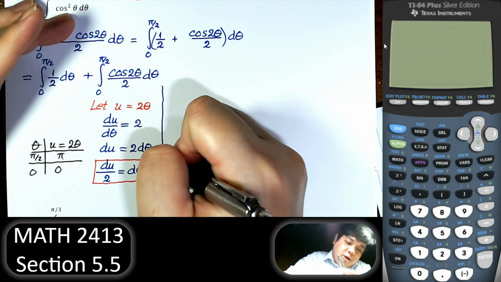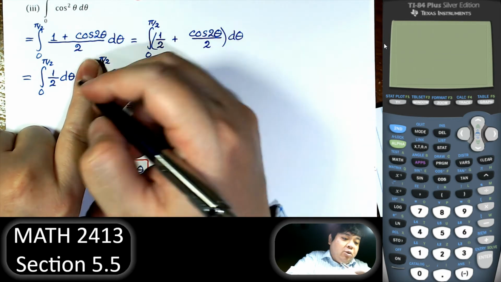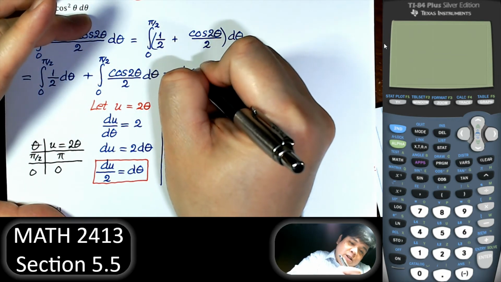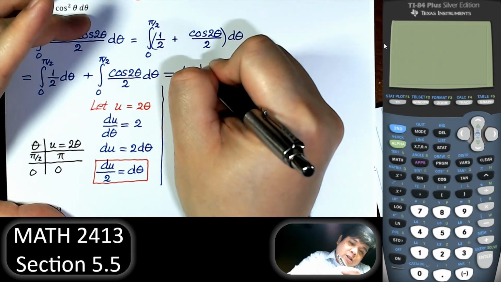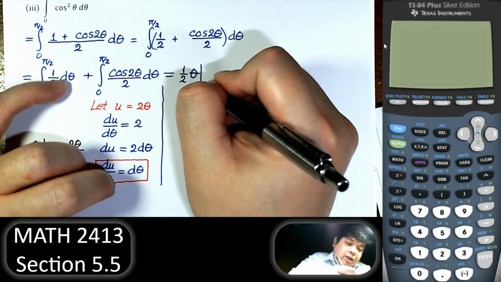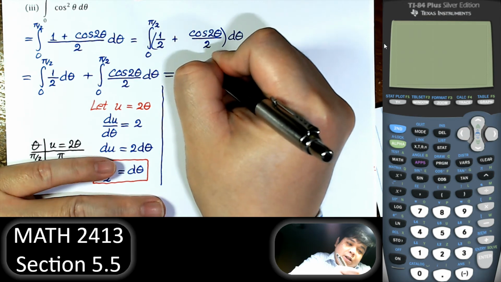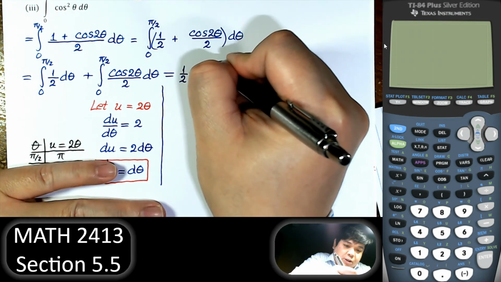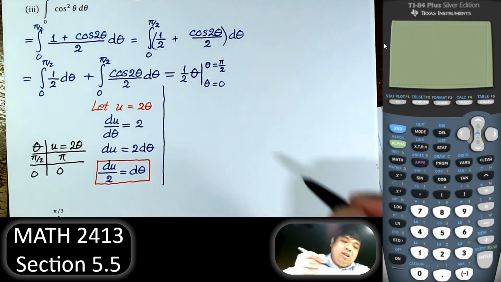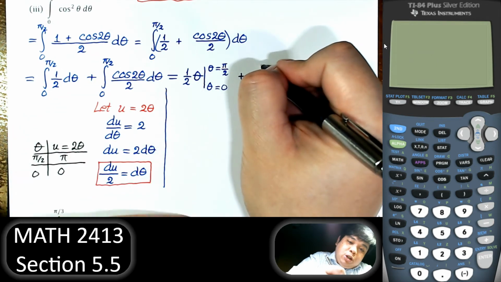Now we can go back to our problem. For the first integral, we don't have to do anything. We can just integrate that. The integral of a constant is that constant times theta, evaluated from 0 to pi over 2, theta equal to 0 to theta equal to pi over 2. We don't have to do anything with that. Next, for the next integral, I'm going to use substitution.